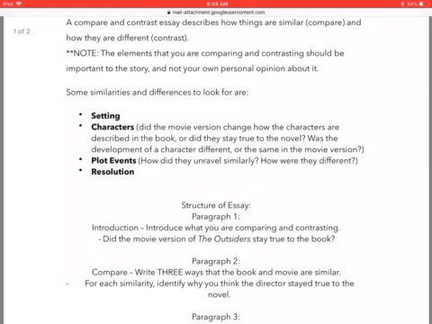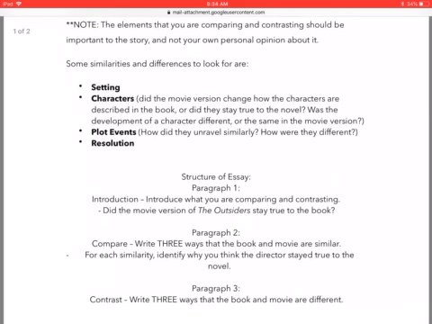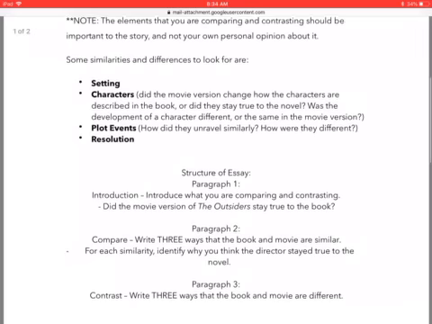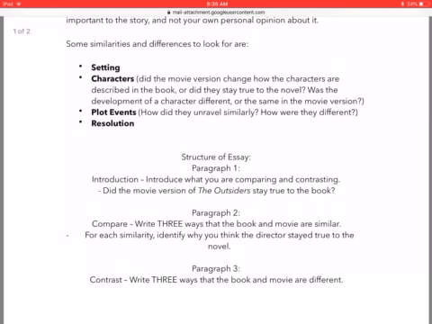A compare and contrast essay describes how things are similar and how they're different. The elements that you're comparing and contrasting should be important to the story and not your own personal opinion about it. For example, if you thought that Dally would be a lot tougher than he was in the movie version, that's not a good contrast because it's your opinion. The director of the movie probably thought that the actor who played Dally, and the acting that he did, was a good job in creating a real version of Dally.